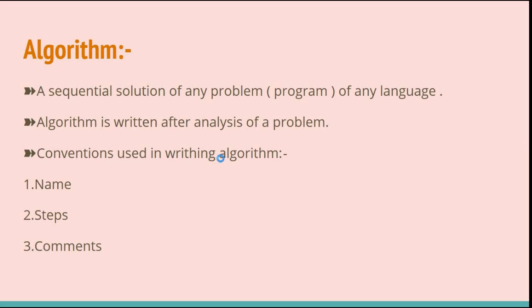First is the name. We should specify the name of the algorithm. After that, we need to write the sequential steps which need to be followed during the algorithm. And lastly, comments are given in order to provide more information about the algorithm, but it is not mandatory and comments are optional. You may skip comments.